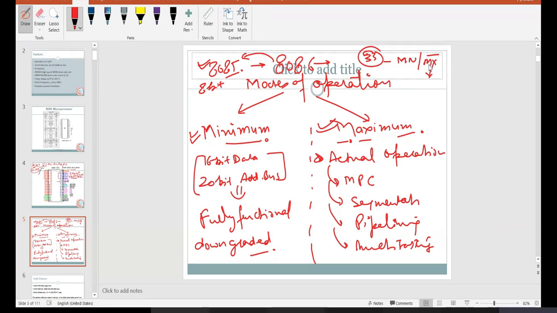The moment we provide 0 to pin number 33, maximum mode will be activated. The moment we provide 1 to pin number 33, minimum mode will be selected. Getting my point? So by a single pin, we are doing a dual operation.